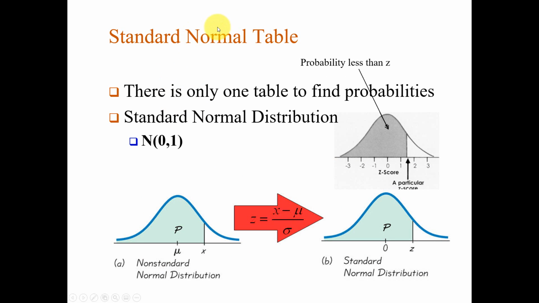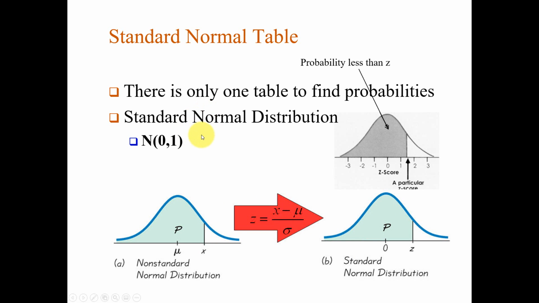So here's another standard normal table. There's only one table to find the probabilities of a z-score to the left of it, and it's always so. The z-score always standardizes the normal distribution, and that's what this is illustrating.